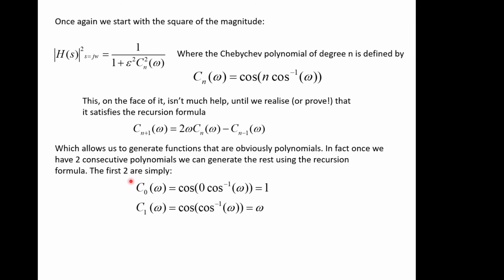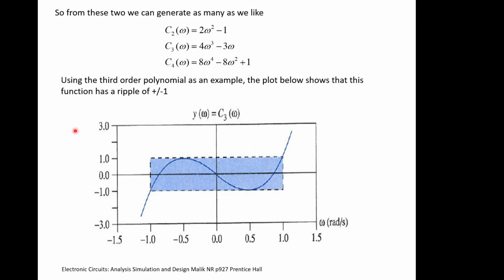So the first two are simple: zeroth order, we put these numbers in, we get 1. Put first order in and follow that through, it becomes this function here, omega. And when we've got those, we can throw them into this equation and generate as many orders as we like going forward, because these are relatively straightforward outputs. So we just have to accept that that's the definition. I don't know where it comes from, but we don't need to.